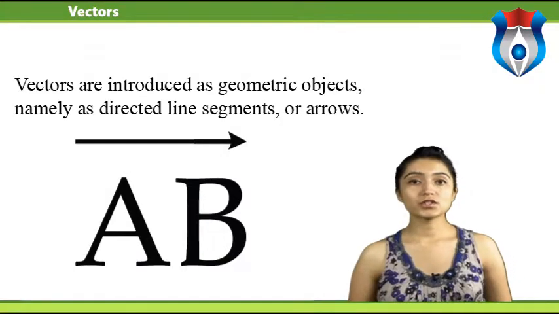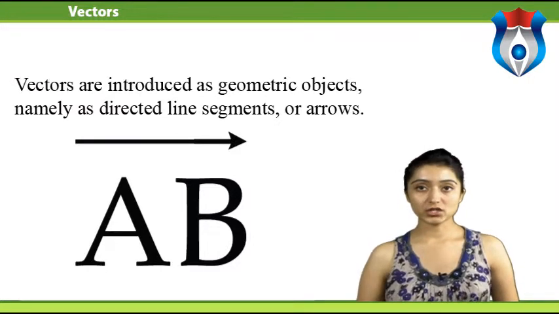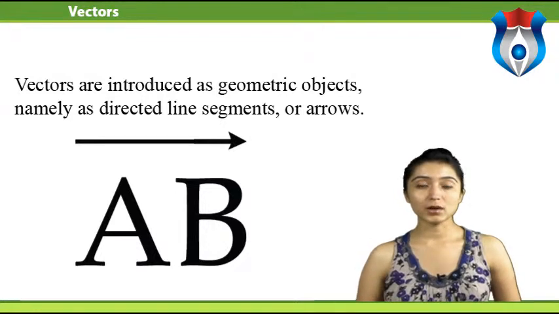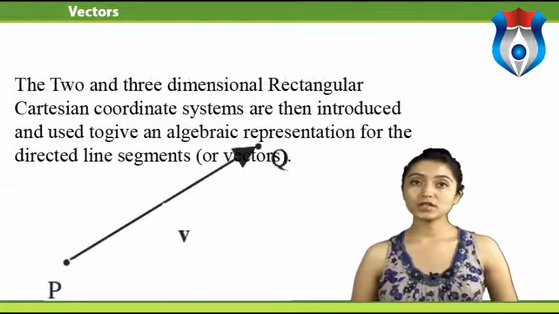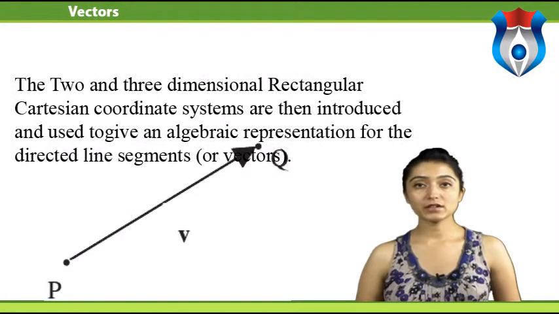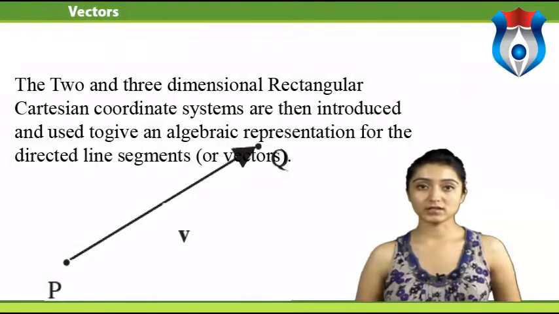Let us start with the introduction to vectors. Vectors are introduced as geometric objects, namely as directed line segments or arrows. The operations of addition, subtraction, and multiplication by a scalar, real number, are defined for these directed line segments. The 2- and 3-dimensional rectangular Cartesian coordinate systems are then introduced and used to give an algebraic representation for the directed line segments or vectors.